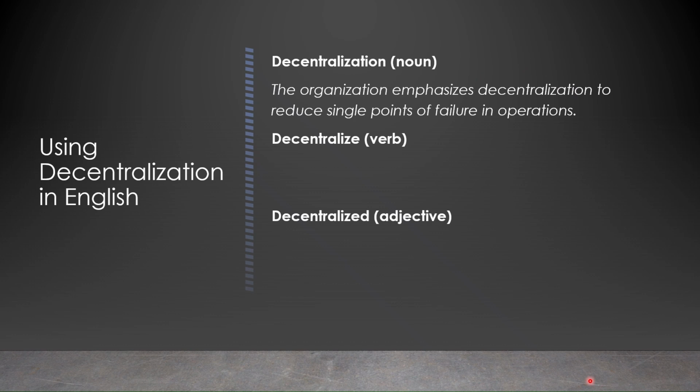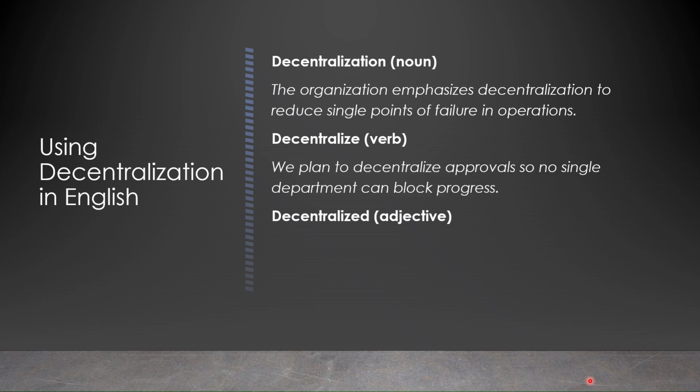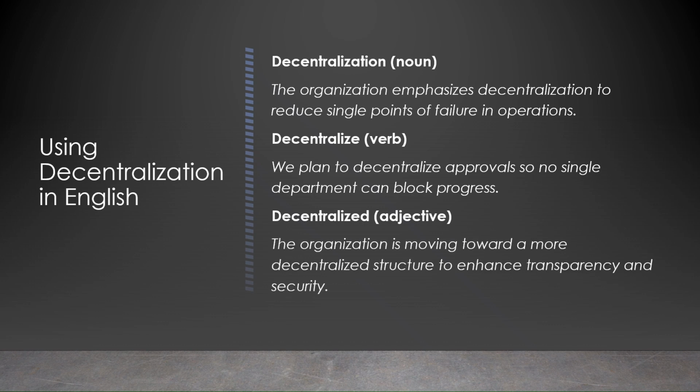As a verb, decentralize. We plan to decentralize approvals so no single department can block progress. Here, decentralize is used as an action, something that's going to happen. And decentralized as an adjective, the organization is moving toward a more decentralized structure to enhance transparency and security. All right, if you have any questions about any of those, or I would like to challenge you, if you want to try to make your own sentences with those, go ahead and drop them in the comments below.